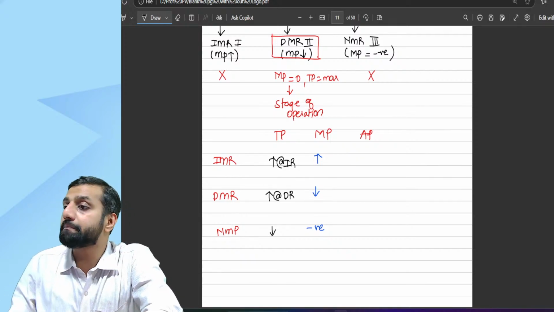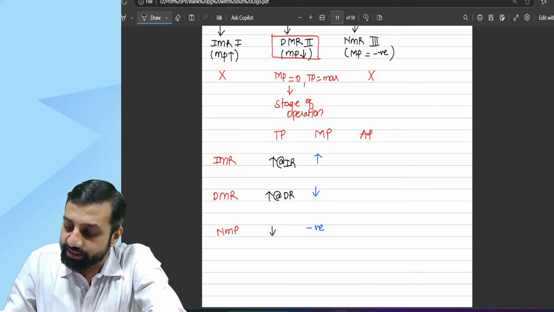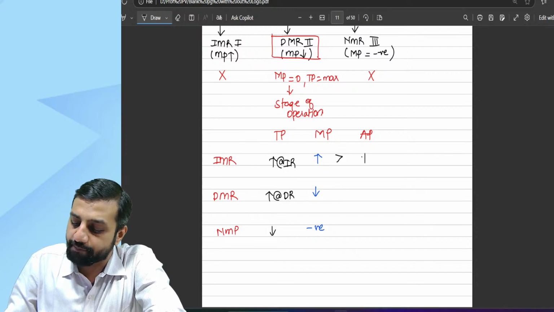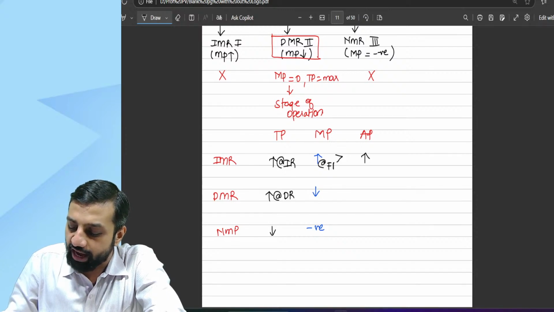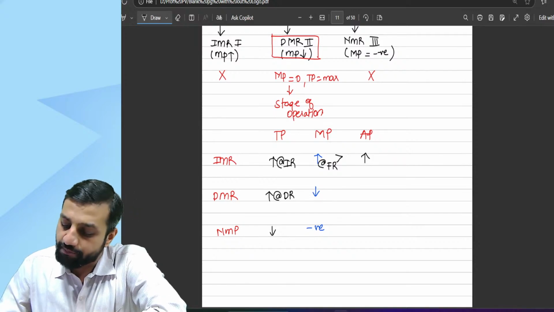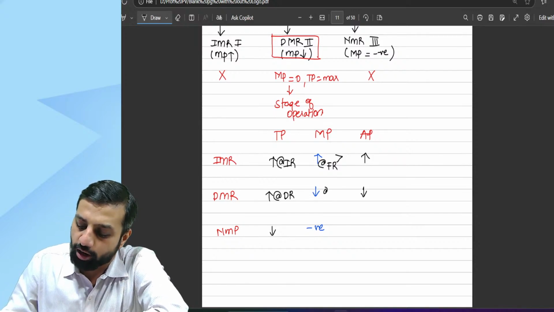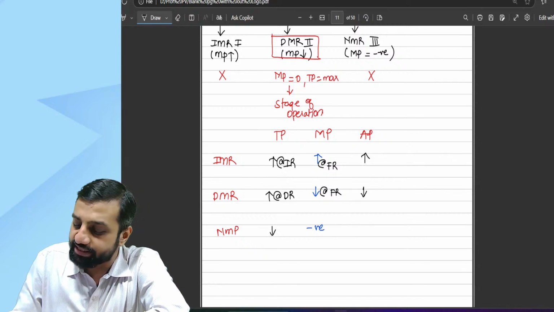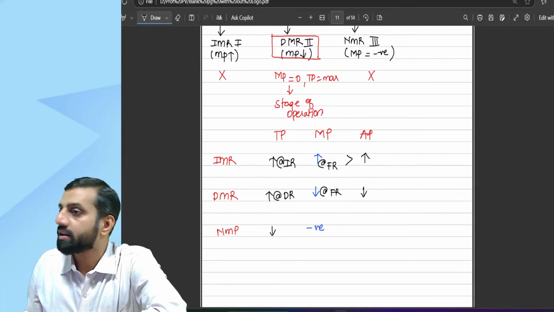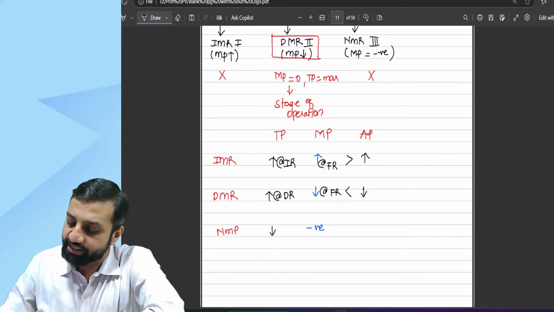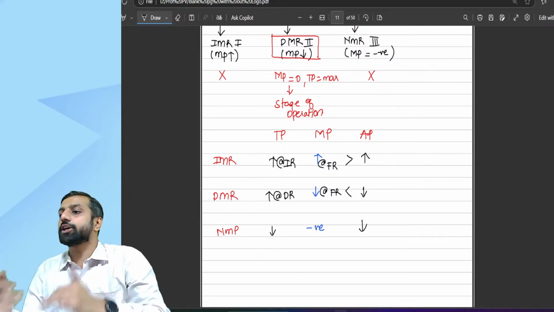If we compare MP and AP, we say that when MP is greater than AP and MP rises, AP will also rise, but MP will rise at a faster rate. Then if MP falls, AP will also fall, but MP will fall at a faster rate. So when MP rises, MP is greater than AP. When MP falls, MP is less than AP. When MP is negative, AP will still continue to fall.